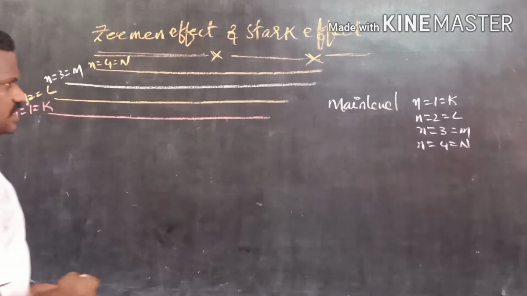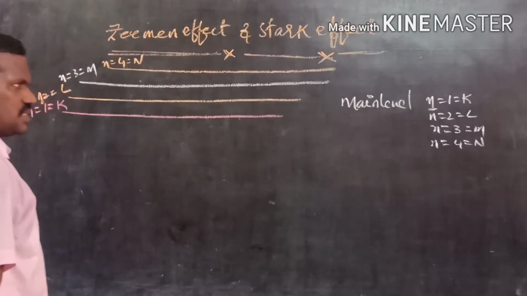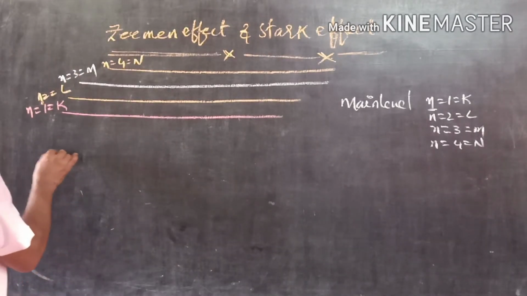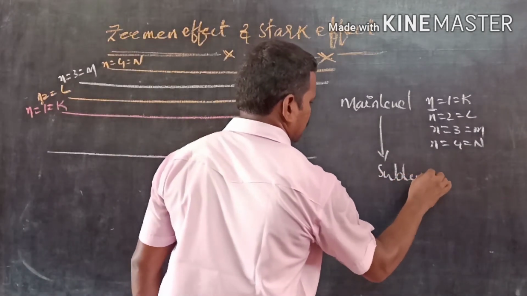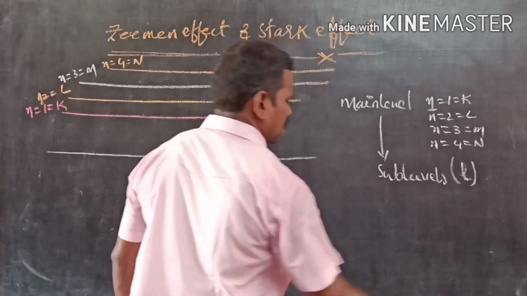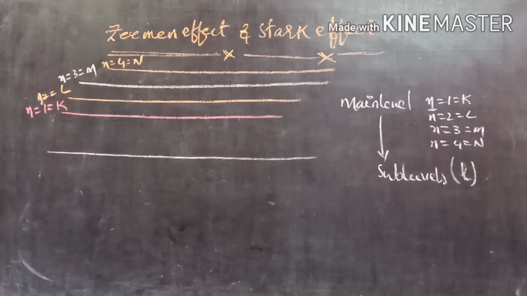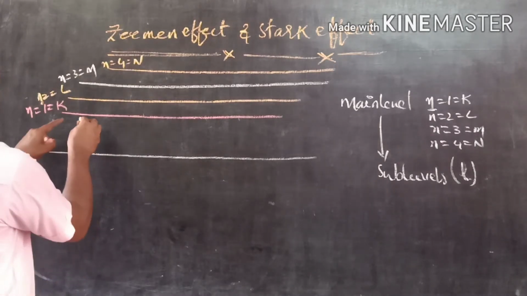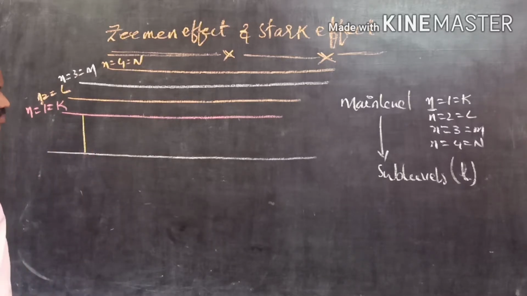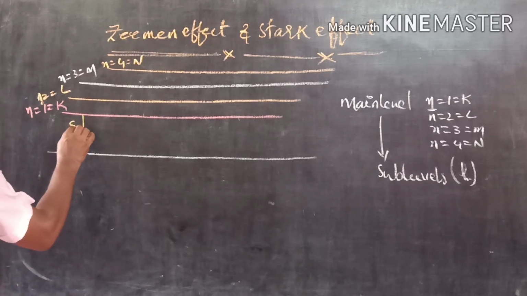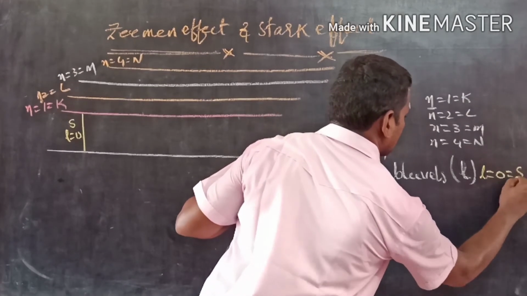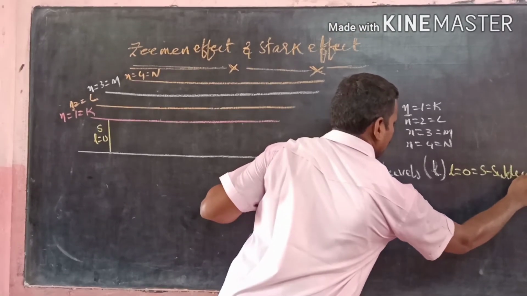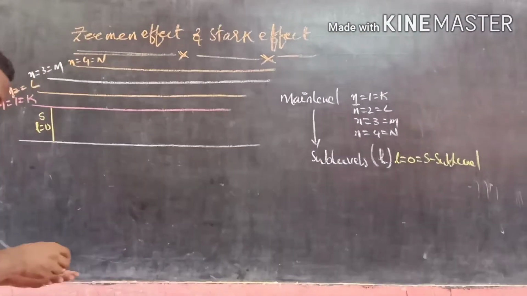By placing these main levels, which are represented by the letter n, in the presence of a magnetic field, these main levels are split into sublevels, represented by the letter l. Now, what sublevels are there under the spectra? Main level 1 has only one sublevel whose l value is 0. This l value 0 is represented by the letter s. So wherever l is equal to 0, that is called the s sublevel.